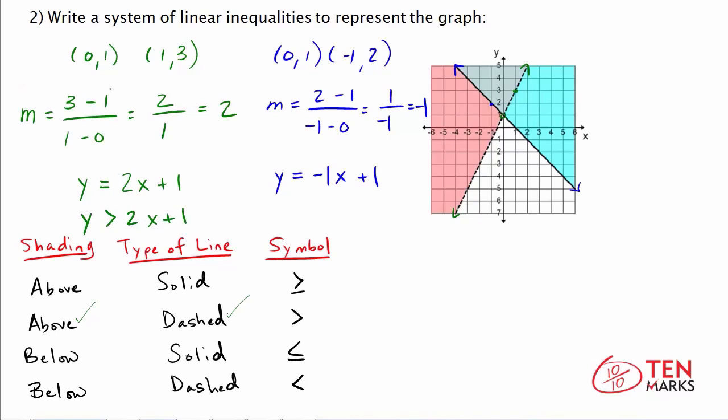Now let's take a look at the second line. The second line is solid, and the shading is above the line. So here's above the line, solid, the symbol will be greater than or equal to. So the second inequality is y is greater than or equal to negative 1x plus 1.